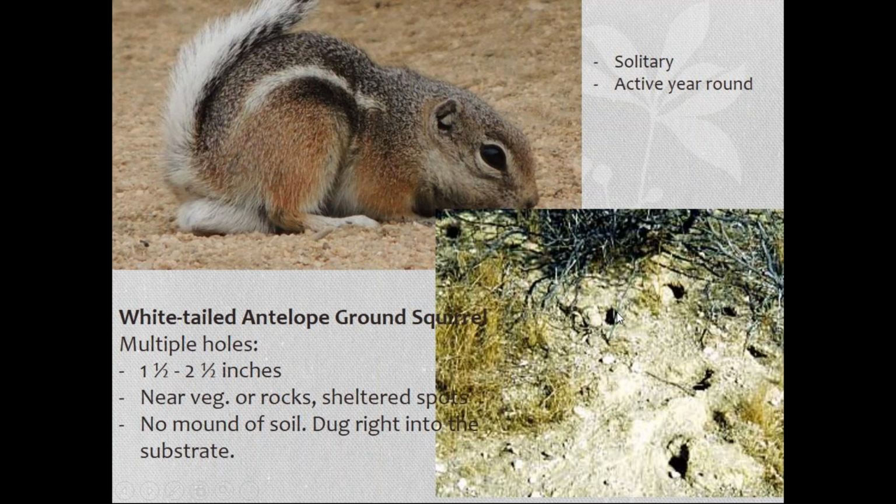But really the way to look at it is they're going to dig right into the substrate. There's no mound of soil. There is just a network of holes dug straight into the dirt. And that's one way to tell the difference. A kangaroo rat has a mound built up under a bush, whereas with the antelope ground squirrel, the holes will go straight into the dirt. 1.5 to 2.5 inches, bigger than a mouse, but they're not. They're the size of like a wood rat.